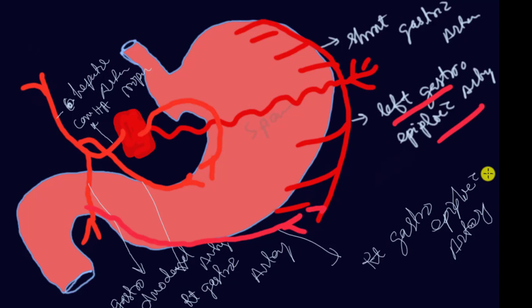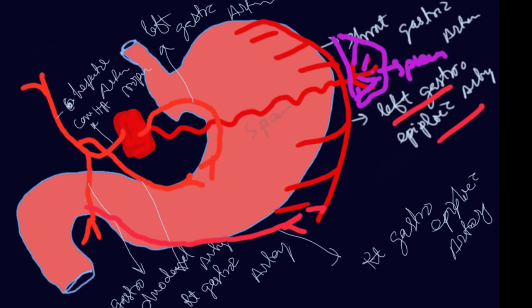Okay. So this is the total blood supply, or you can say the arterial supply to the stomach. This one is what? Left gastric artery, no? Left gastric artery. Okay. So this is the blood supply of the stomach. Clear? Then we'll see the venous drainage.